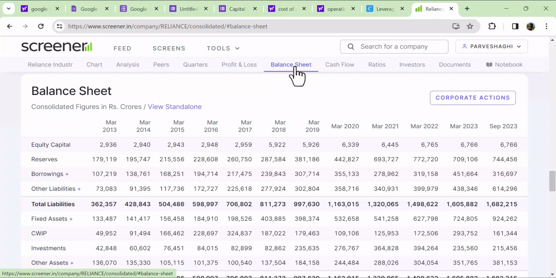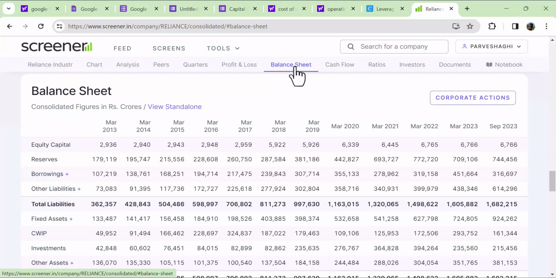So the company had 6,766 crores of share capital, and reserves of 7,44,456 crores. So the share capital would be 744 plus 6, so their own money is 7 lakh 50,000 crores. Whereas the borrowing is 3 lakh 16,000. Is that okay? If you go through it, the share capital and reserves have been growing.